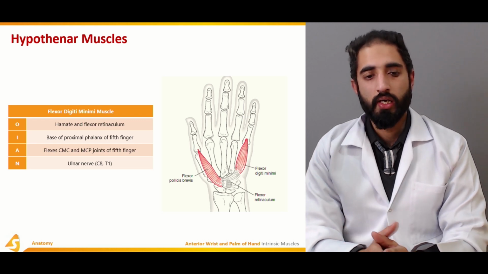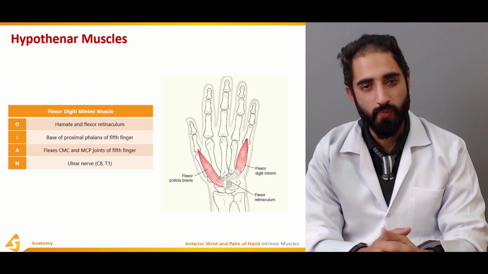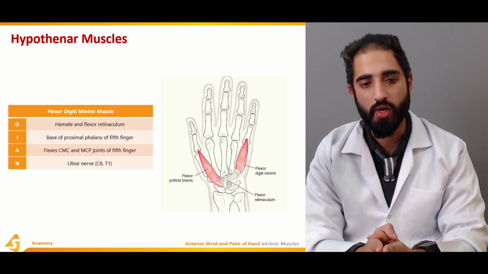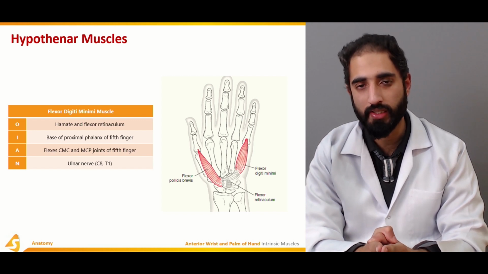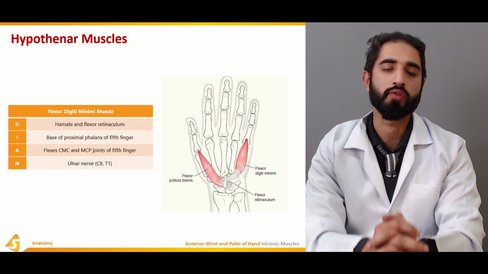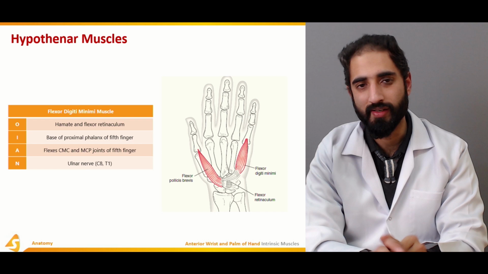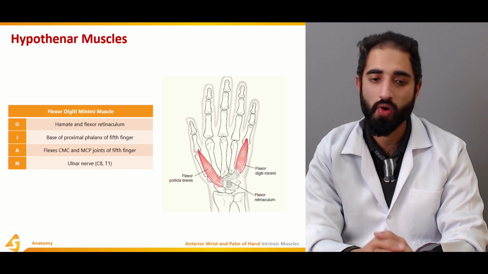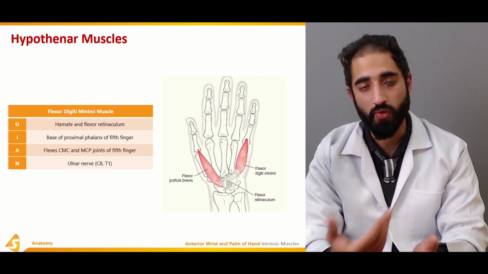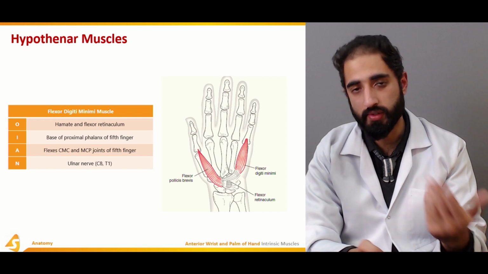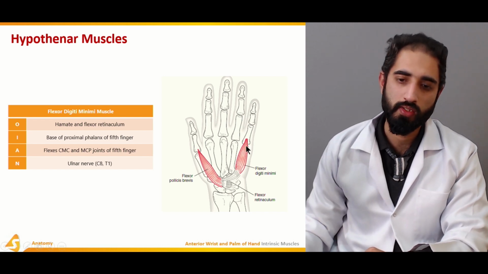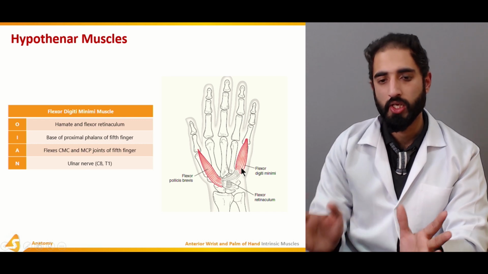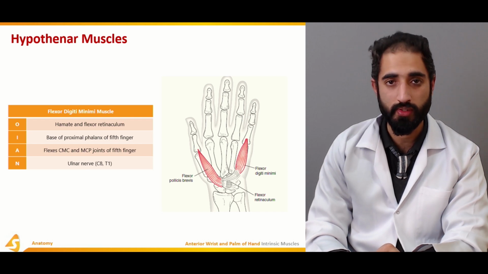The nerve supply is via the ulnar nerve, because it is present on the medial aspect, and the nerve roots include C8 and T1. The origin is from the hamate and the flexor retinaculum, and the insertion is at the base of the proximal phalanx of the fifth finger, similar to the insertion of the flexor muscle of the thumb, which is also on the proximal phalanx of the first digit, or the thumb. As you can see here, both of them have pretty much the same course and the same orientation, but on two extremes, one on the medial and one on the lateral side.